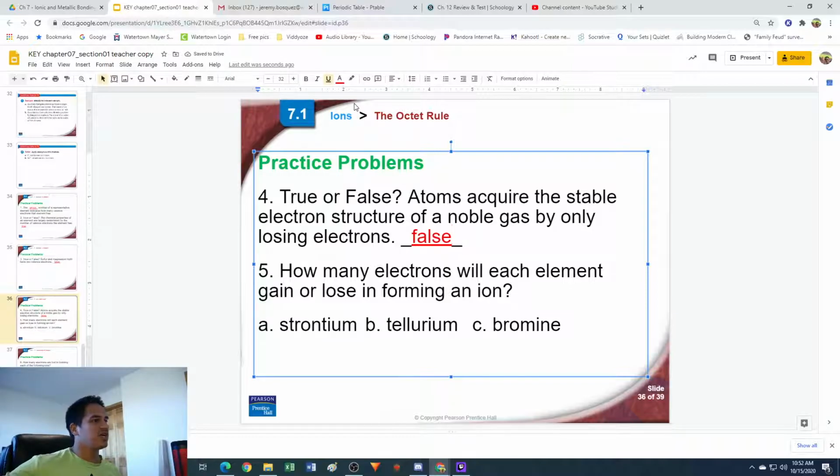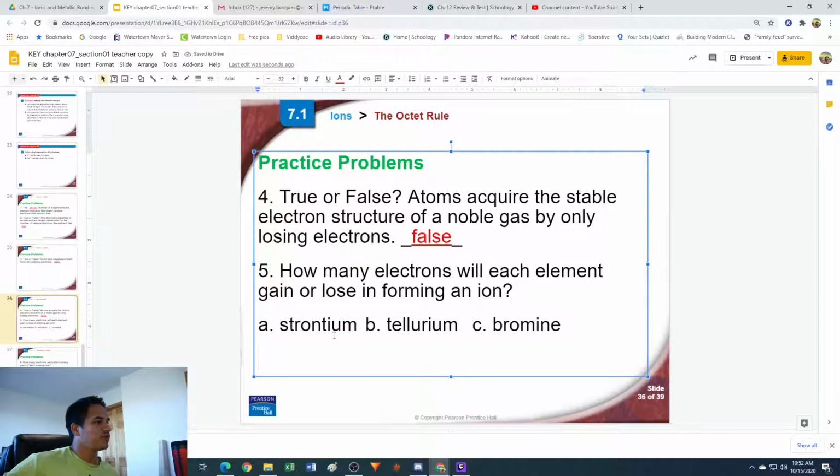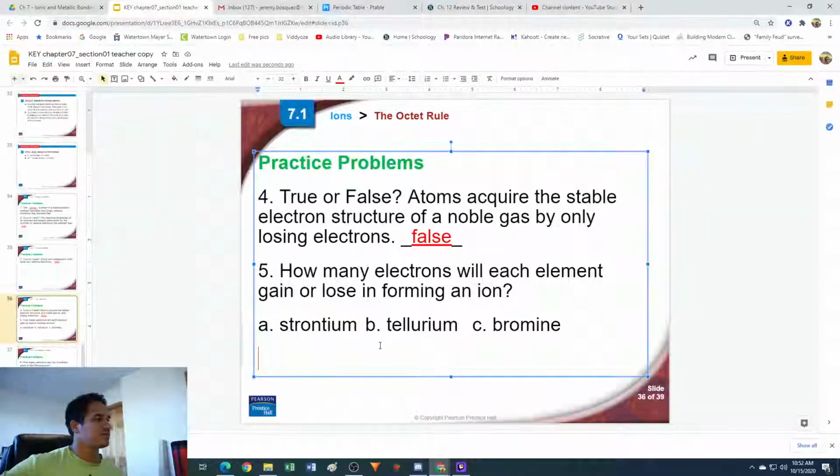Number 5, how many electrons will each element gain or lose in forming an ion? So we're going to need to find these elements on the periodic table and then determine what they're going to do. So first we have strontium. Strontium is here. It is in column 2, which means it has 2 valence electrons, and it is a metal, so therefore it is likely to lose electrons. So it's probably going to lose 2 valence electrons. So for letter A, lose 2, and we're just going to write e minus, which is just shorthand for electron.